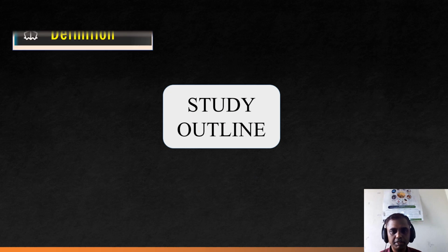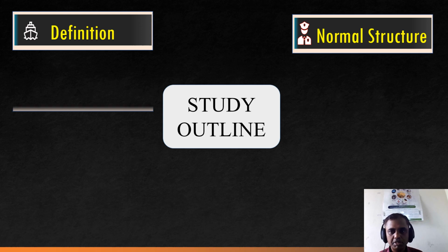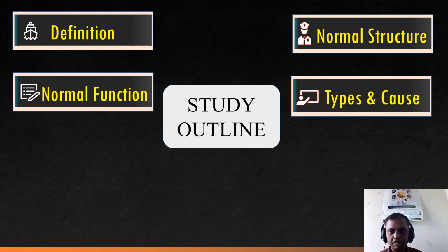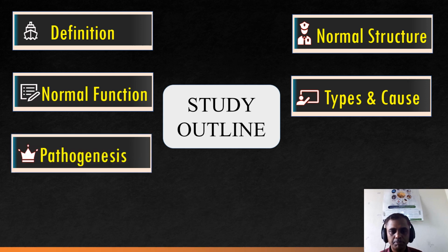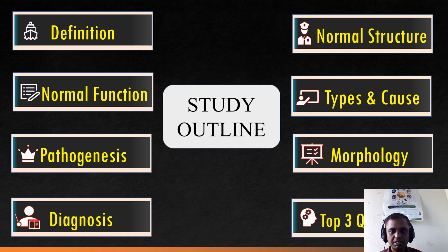Today's study outline: we are going to discuss the definition of peptic ulcer, normal structure and function of the gastrointestinal tract, types of peptic ulcer and its causes, pathogenesis and its morphology, and how to diagnose the peptic ulcer, and end with the top 3 questions. So let us study in detail.